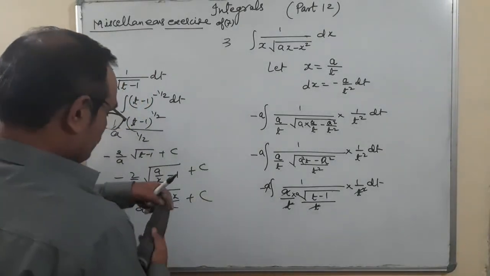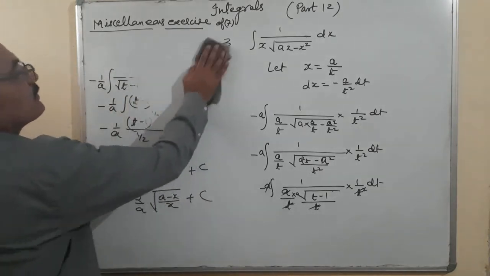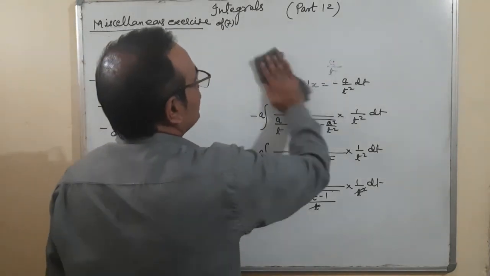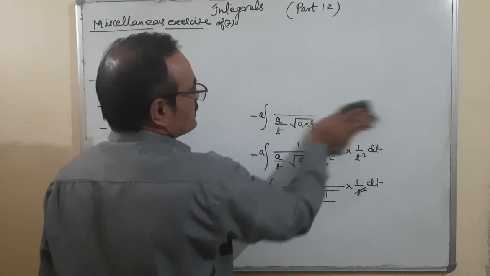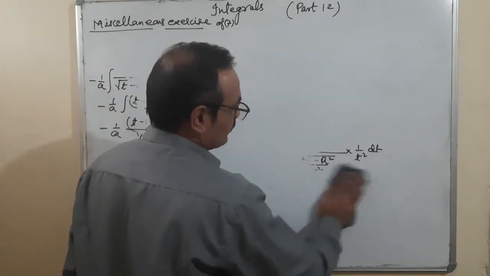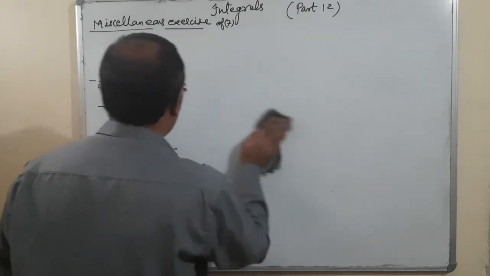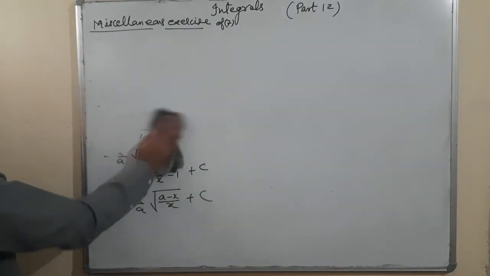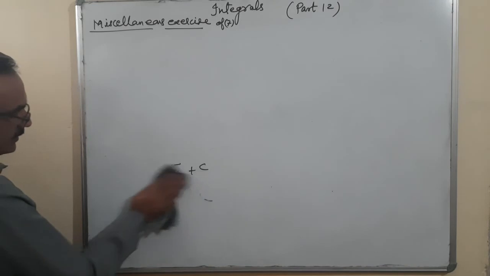So in such cases, when in the denominator one polynomial is linear and the second is a quadratic polynomial which is in the root, we will take x is equal to 1 upon t. Okay.